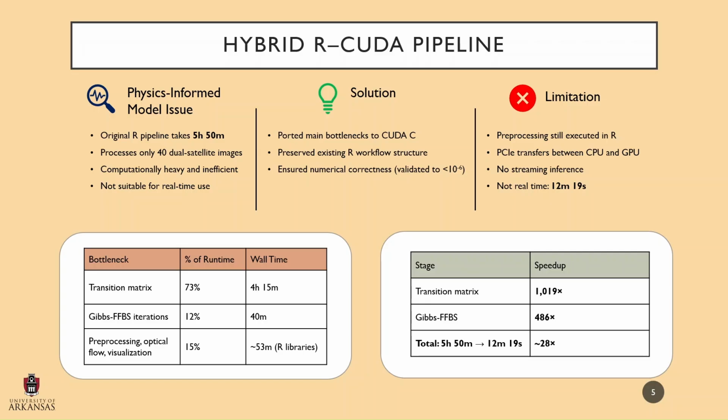The transition matrix computation alone consumed 73% of the time, which is 4 hours and 15 minutes. The Gibbs FFBS iteration accounted for another 12%, and the processing with optical flow took up the remaining 15%.